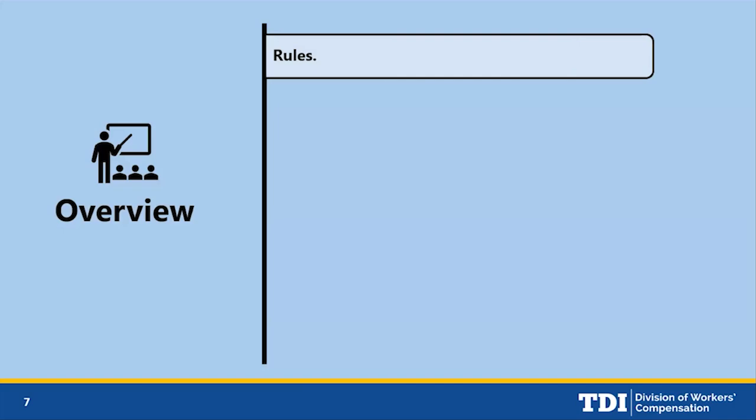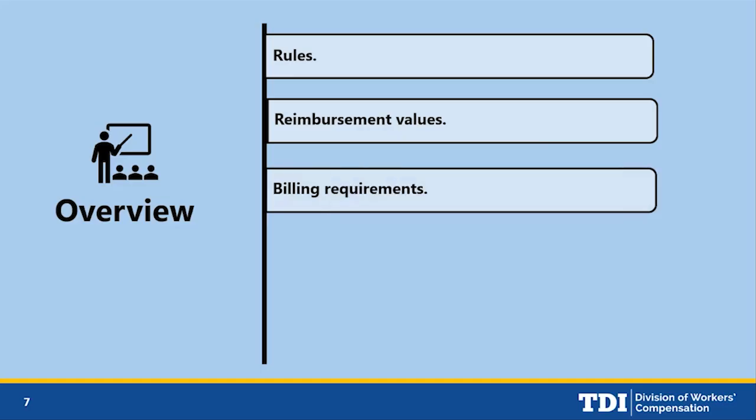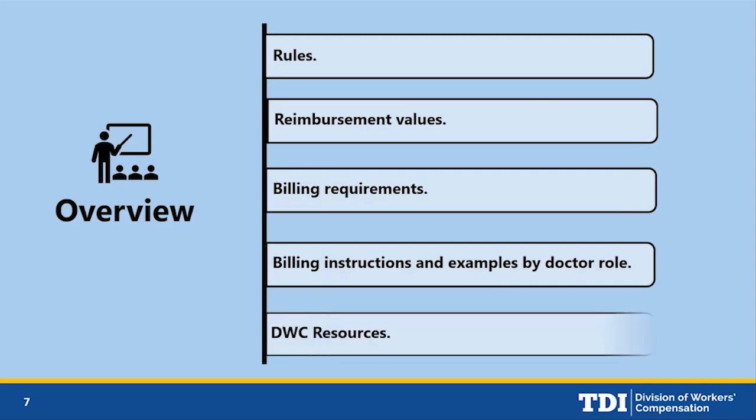For an overview, we're going to be looking at the rules and being introduced to the current reimbursement values for workers' compensation specific exams, and the billing requirements for designated doctors and other certifying doctors. Then we're going to go through billing instructions and examples of bills for each type of doctor role, including, of course, our designated doctors, required medical exam doctors, treating doctors, and referral doctors who do maximum medical improvement and impairment ratings. And then I'm also going to provide you with some resources that will help you move forward.